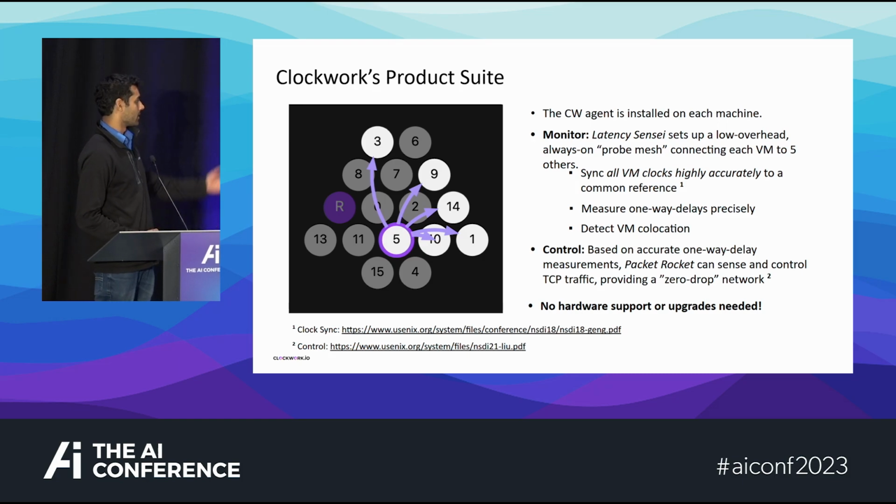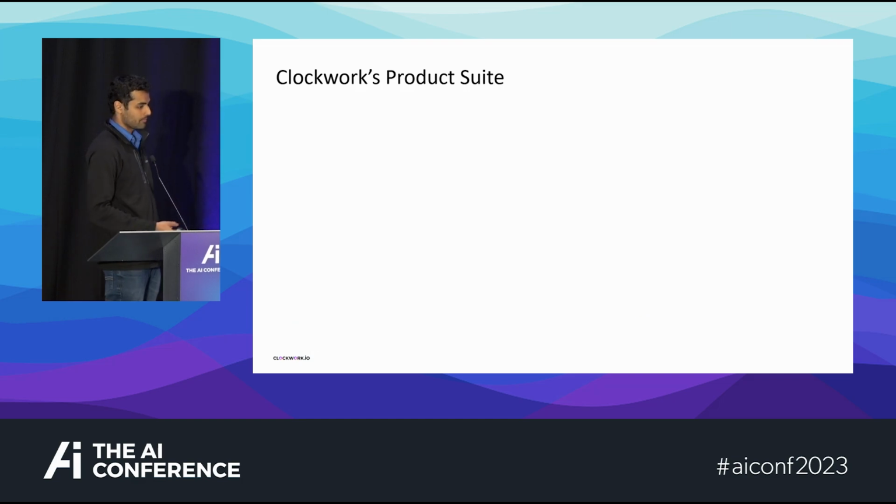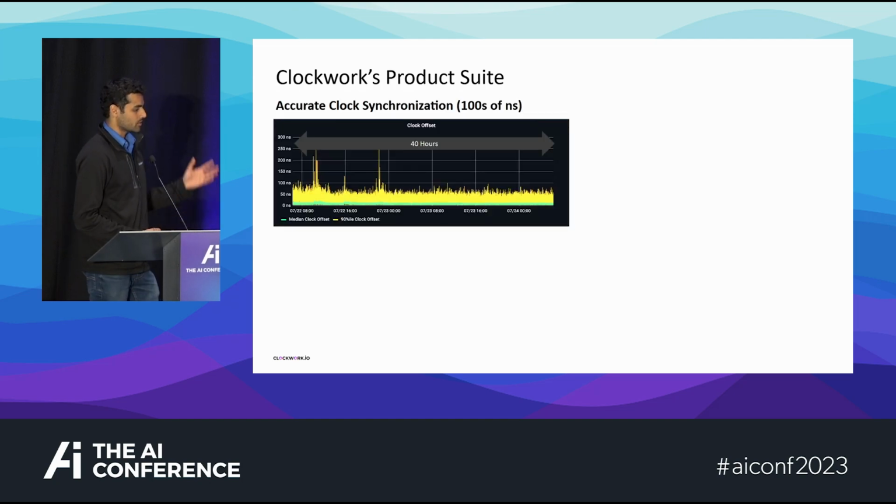If you want to learn more, we have the 2 NSDI papers here, the first for ClockSync and the second for Packet Rocket. I'll show you a couple of examples of what our product suite actually looks like. The first thing that we do is clock synchronization. This is an example run in a cluster of 100 nodes over a period of 40 hours. We see that the clock offsets relative to the reference are very tight. They're hundreds of nanoseconds consistently over a long period of time, whereas current open source clock synchronization technologies such as NTP or Chrony provide 1,000x worse clock synchronization accuracy.